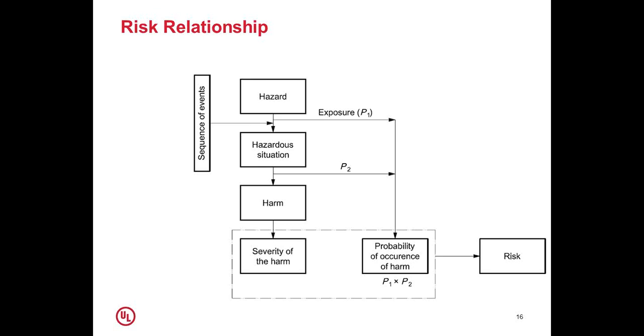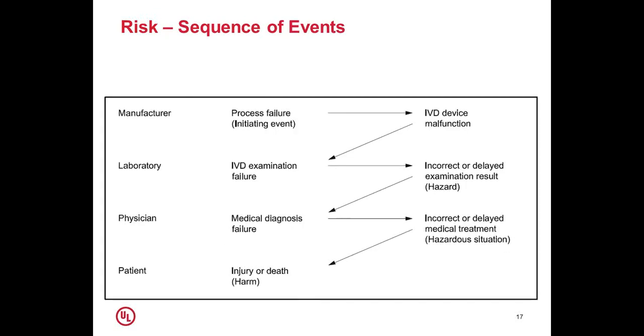At the same time, the hazard, the sequence of events and the hazardous situation have a probability factor. What is the probability that the operator or the user comes in contact with the harm or the hazard? So, based on the probability of occurrence of harm and the severity of the harm, we determine risk. Sequence of events, for example, I have given an example here.